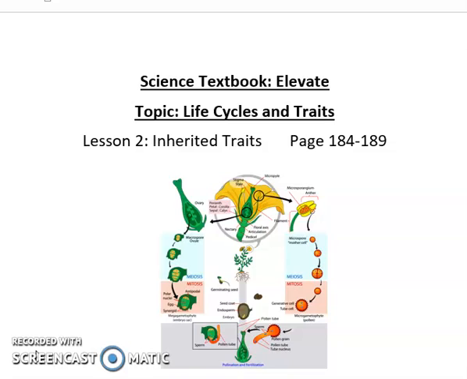All right. Back to page 186. Traits from parents. You can tell that the puppies in the picture are the same kind of dog. They have many features that are similar. For example, the fur is the same colors.